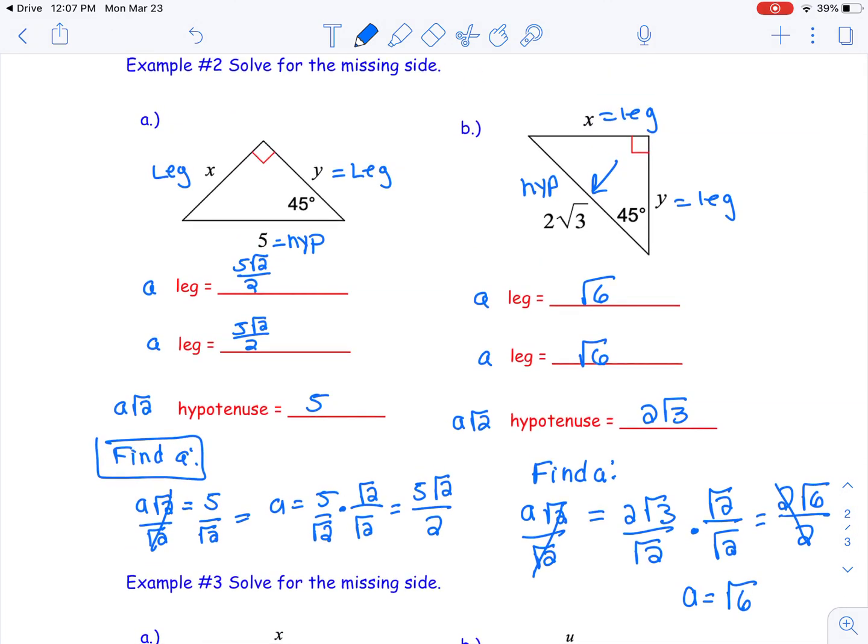So that goes through 4 examples. The next video will be for 30, 60, 90 triangles.